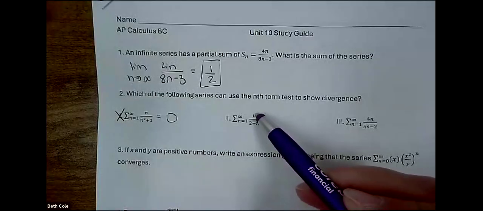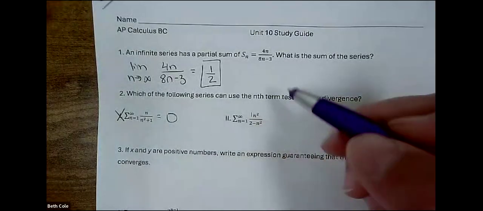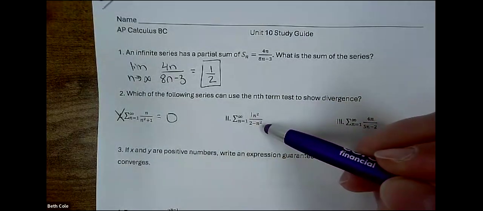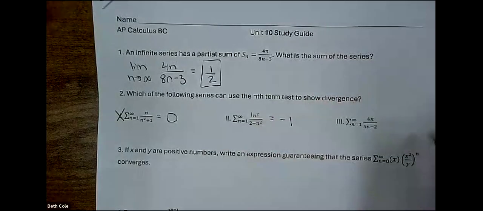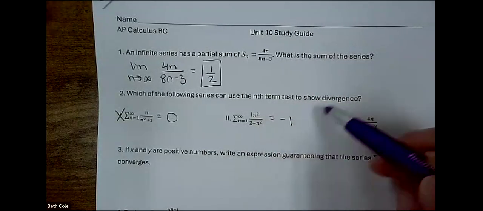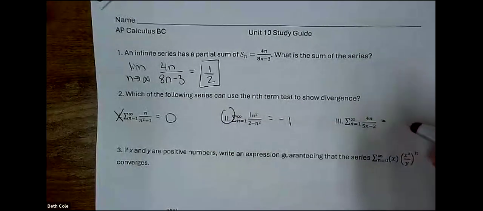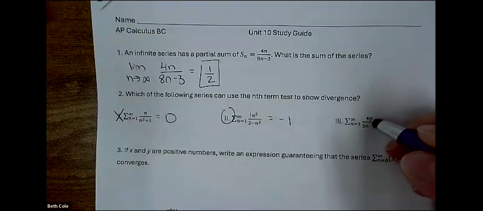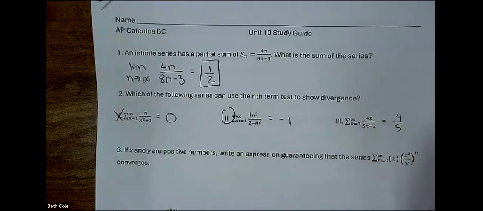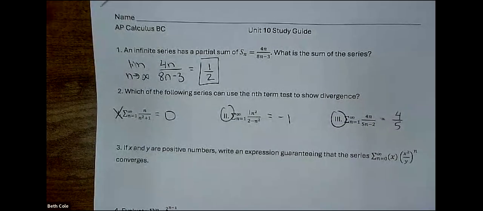For this one, the powers are the same. We would use the coefficients. This one is 1. This one is -1. So -1. Now, if it comes out to anything other than 0, it shows divergence. So we want that one. And then this one, same thing. These are the same. So we would use the coefficients, which would be 4/5. That's not 0. So it shows divergence.